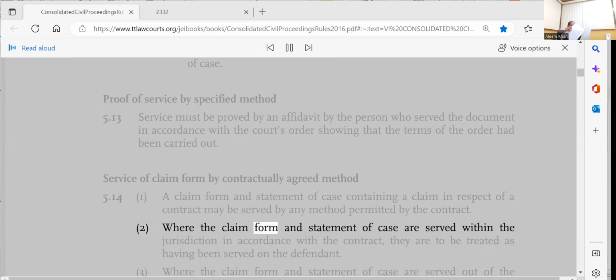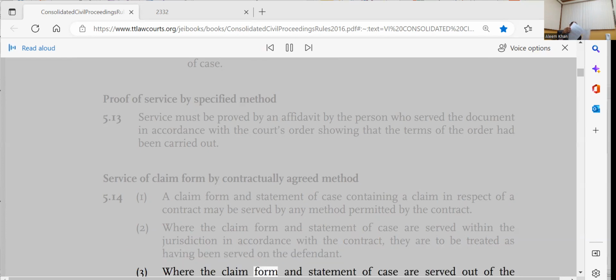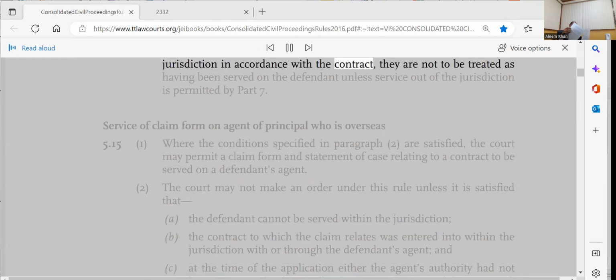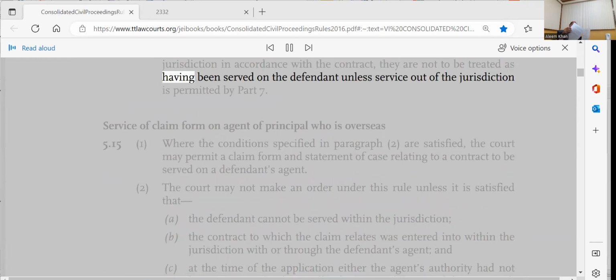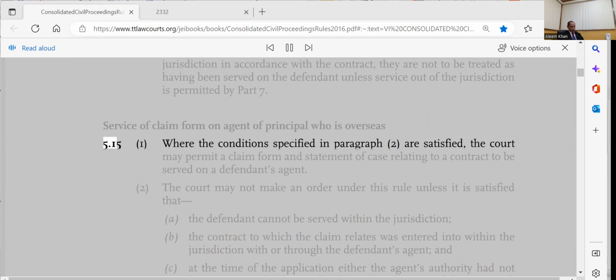2. Where the claim form and statement of case are served within the jurisdiction in accordance with the contract, they are to be treated as having been served on the defendant. 3. Where the claim form and statement of case are served out of the jurisdiction in accordance with the contract, they are not to be treated as having been served on the defendant unless service out of the jurisdiction is permitted by Part 7. Service of claim form on agent of principal who is overseas 5.15. 1.